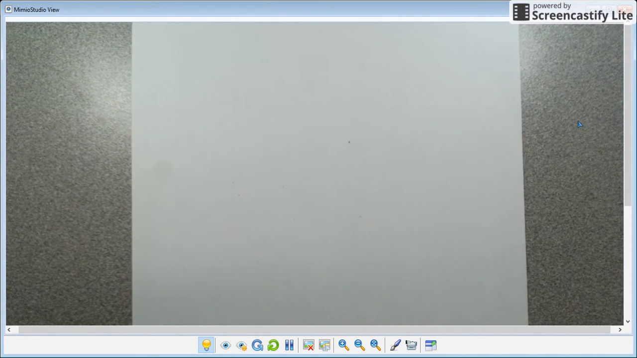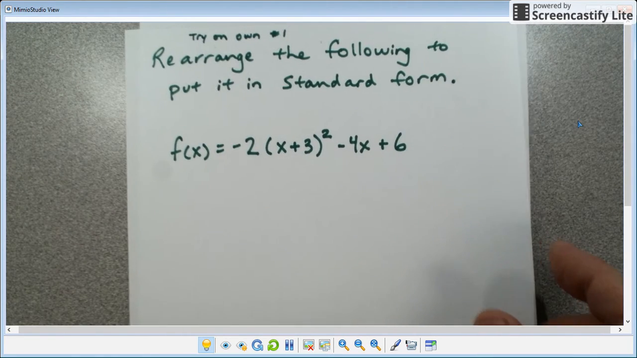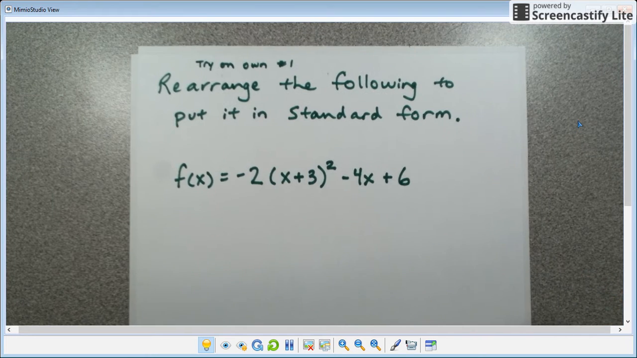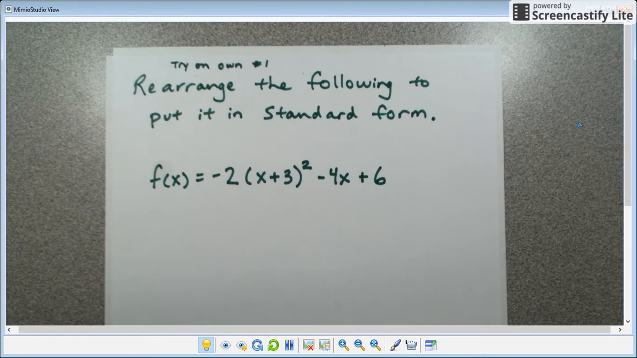Here's another one for you guys. Please rearrange the following to put it into standard form. You have the function f of x is equal to negative 2 times the quantity x plus 3 squared minus 4x plus 6. Go ahead and rearrange that on your own, and then you're going to need to submit it. And we will be checking that and talking about it first thing tomorrow.